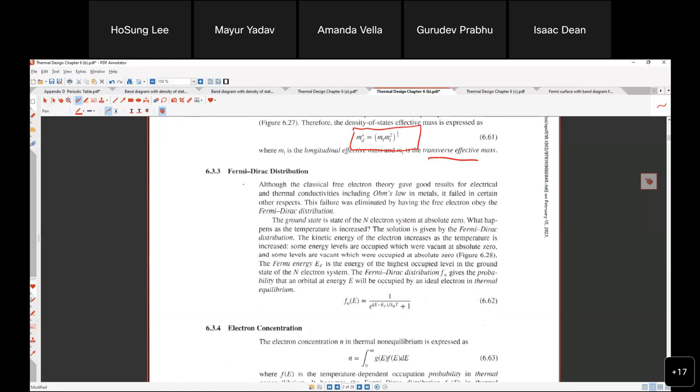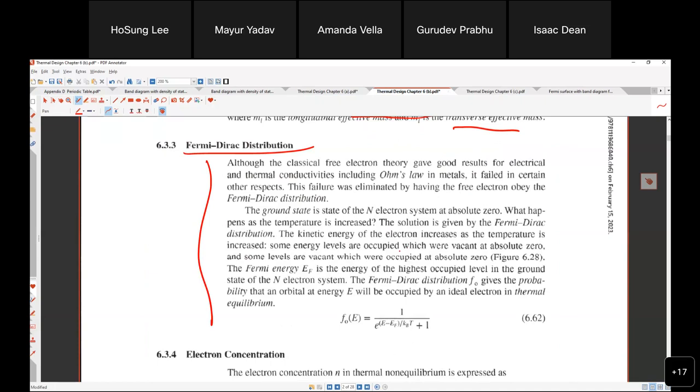This is a so important Fermi-Dirac distribution. This is a statistical result, a lot of work. We call it the Fermi distribution. So what the Fermi distribution is: the electron can be free or not. There is some distribution in the solid with the temperature. That distribution was found. That's so important.